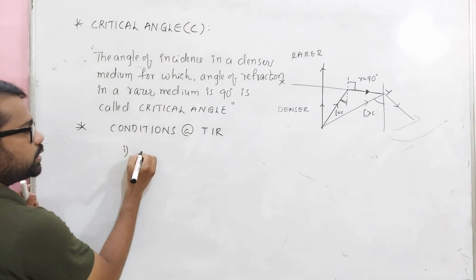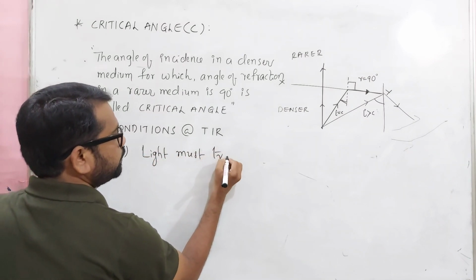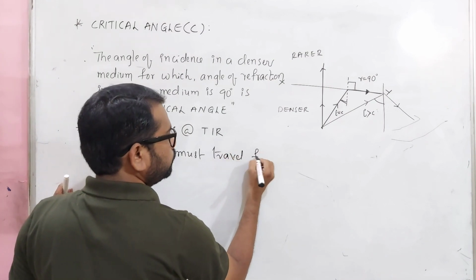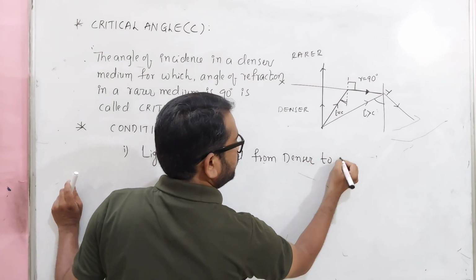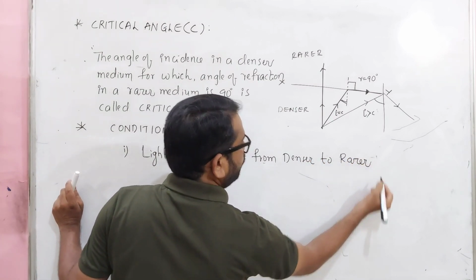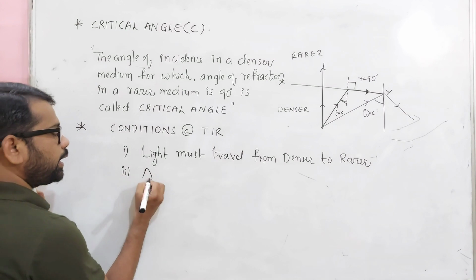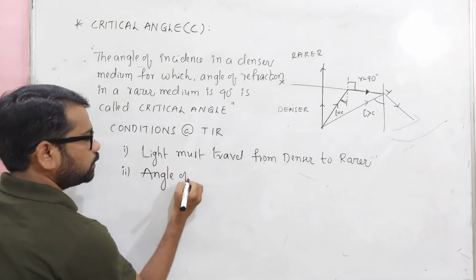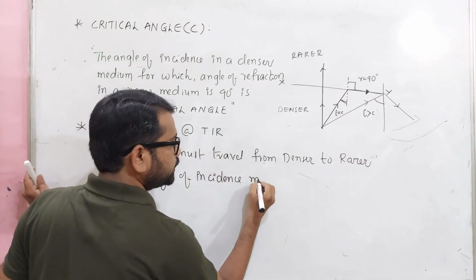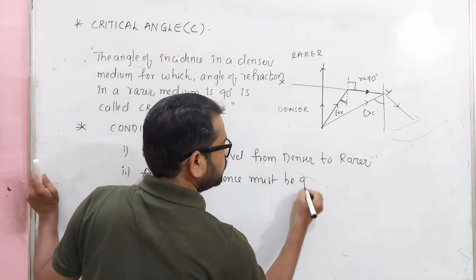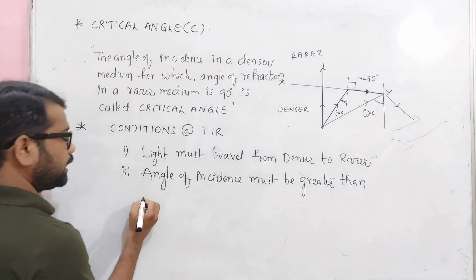The first condition is that, dear children, light must travel from denser to rarer. Children, very important. Light must always travel from denser to rarer medium, whereas the angle of incidence must be greater than the critical angle.